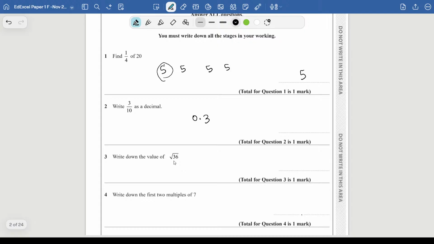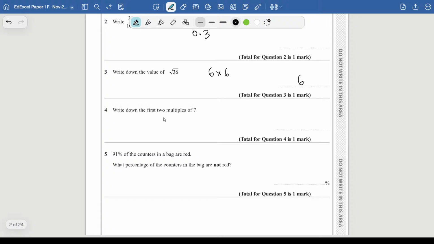Write down the value of the square root of 36. 36 is a square number. We get it by multiplying 6 times 6. So the square root of 36 is 6. Write down the first two multiples of 7. So 7 times 1 gives you 7. 7 twos is 14. These are the first two multiples of 7.